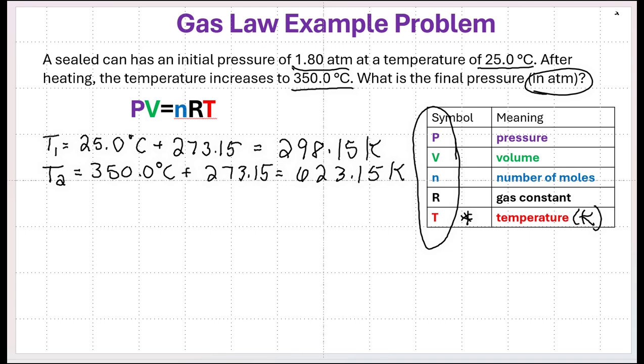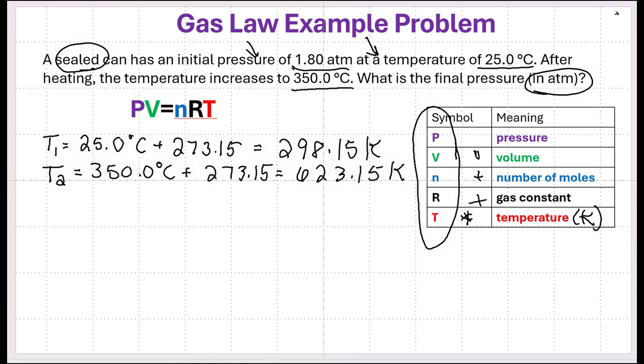So what do we do? Well, here we're changing pressure and temperature. So we're going from condition 1 to condition 2. And that means that our volume is constant. So it's a sealed can. That makes sense that volume is constant. It's a sealed can, so the number of moles is constant. And our gas constant is just a constant.